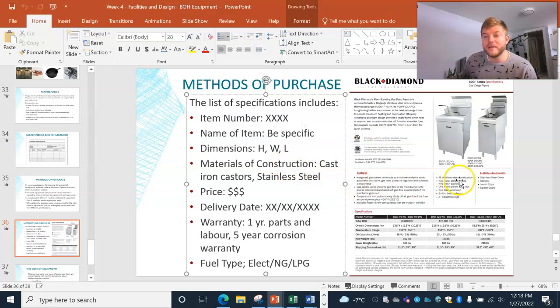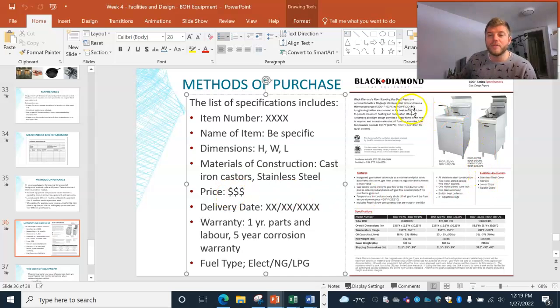Materials, so I'll tell you it's all stainless steel construction, 2 nickel-plated oblong wire mesh baskets, 1 nickel-plated tube rack, 1 drain, built-in heat deflector, 6-inch adjustable legs. Okay, it gives you all the breakdown. How much the price is, I don't think they're showing price on this one in particular. And that is something that's difficult.